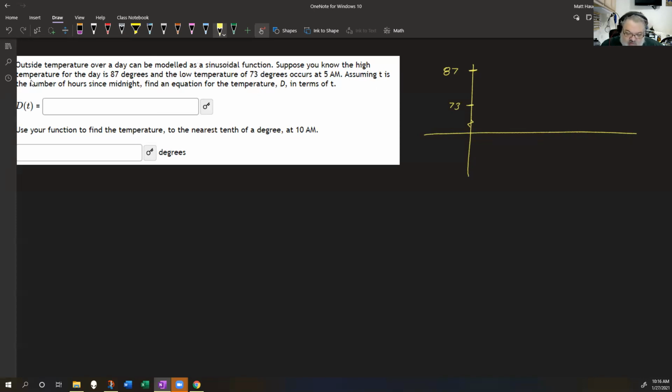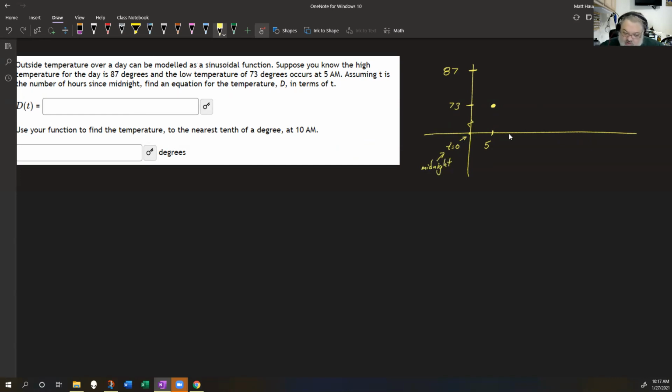Suppose you know the high temperature of the day is that, and the low temperature is that, and the low temperature occurs at 5 a.m. Okay, so at 5 a.m. is where that low temperature is occurring. Assume T is the number of hours since midnight. So this T equals 0 is our midnight, which makes 5 a.m. 5 units out.